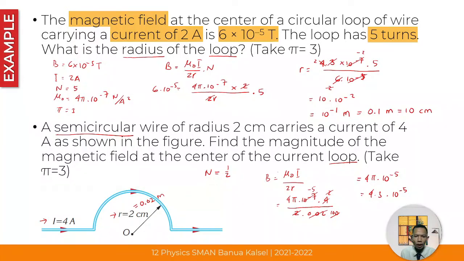Let me check it again. We need to multiply with N. So we will have 6 times 10 to the power of minus 5. So that is about the loop. Don't forget about the direction and also the magnitude. For the direction we use the right hand rule, and for the magnitude we use mu 0 I per 2R. If we have many turns, just times the turns.